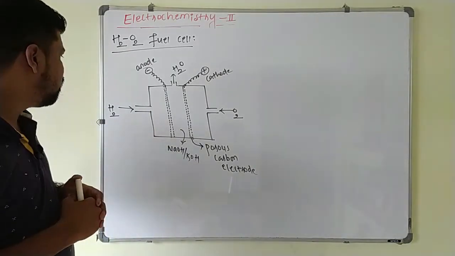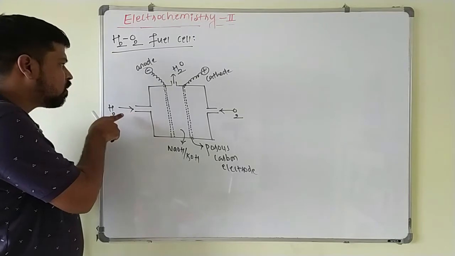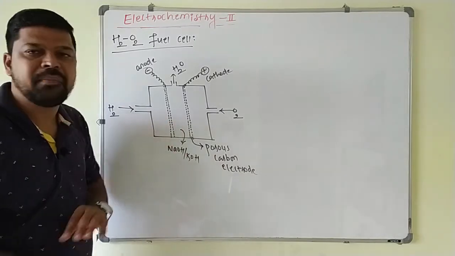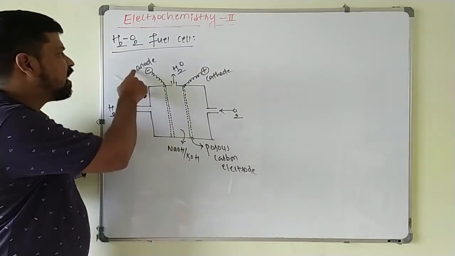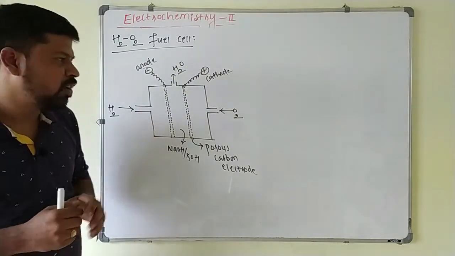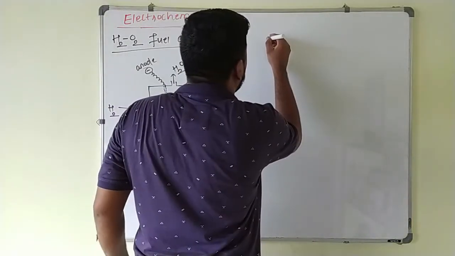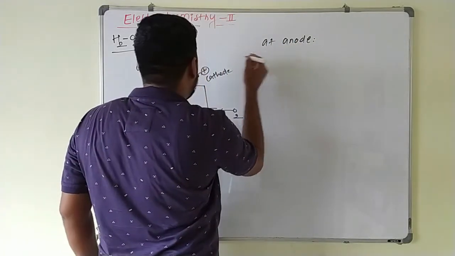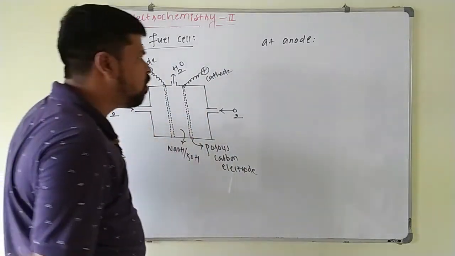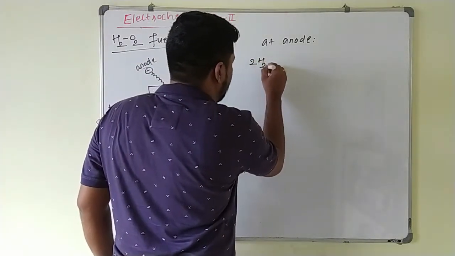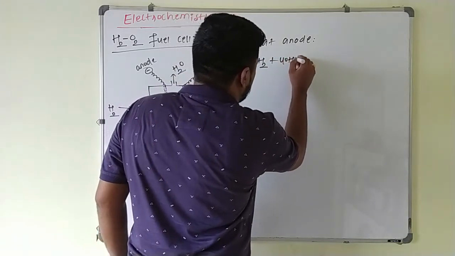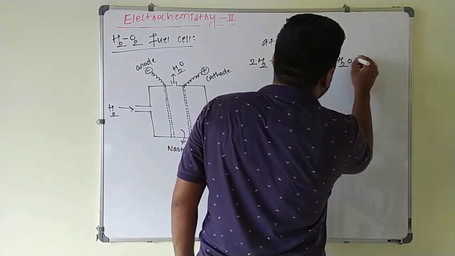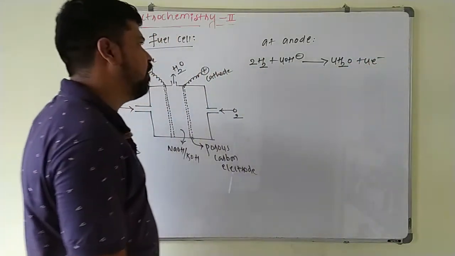Now what happens here? H2 and O2 are bubbled through the porous carbon electrodes into the middle compartment. As a result, oxidation takes place at the anode and reduction takes place at the cathode. At the anode, hydrogen undergoes oxidation: 2H2 combines with 4OH minus to form 4H2O plus 4 electrons, which are given out.